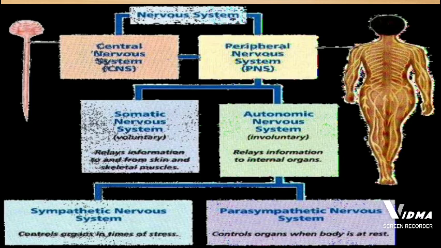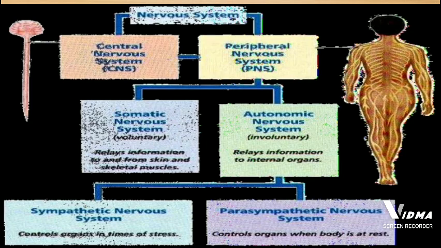Here the classification is given. CNS, then PNS. Again, PNS is classified into two types. One is the somatic nervous system, another is the autonomic nervous system. Again, the autonomic nervous system is classified into two types, that is the sympathetic nervous system and the parasympathetic nervous system. So this is the overall basic classification of the nervous system.